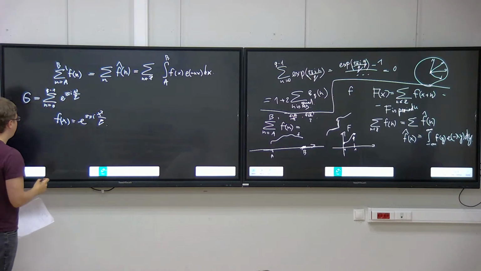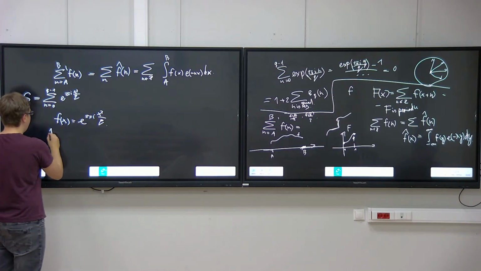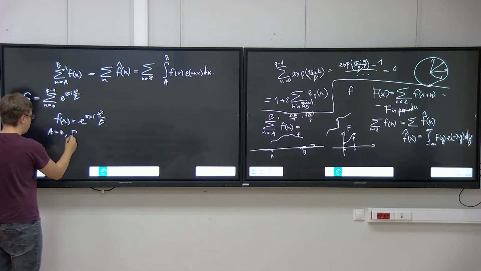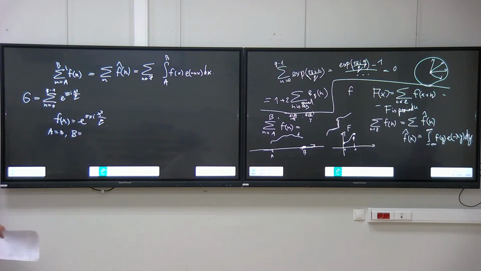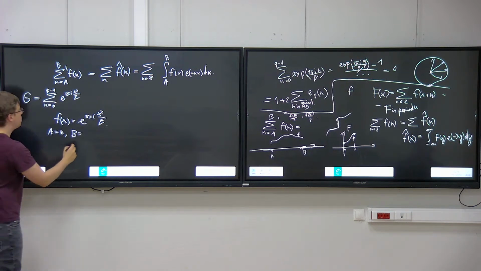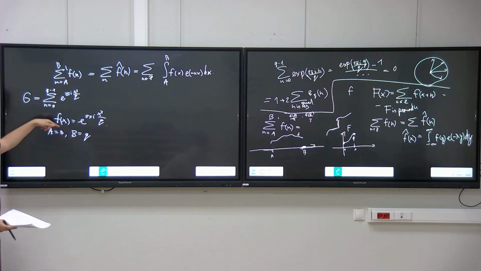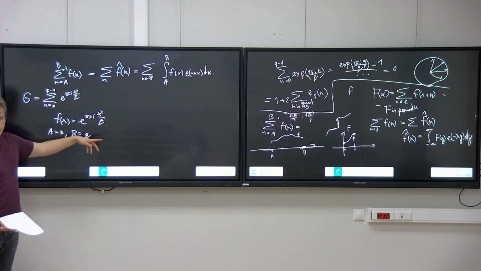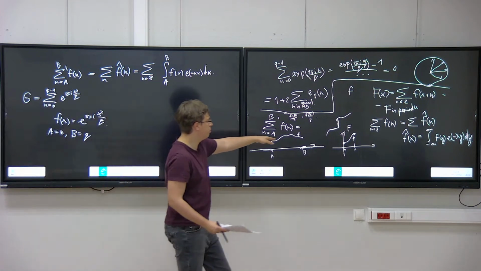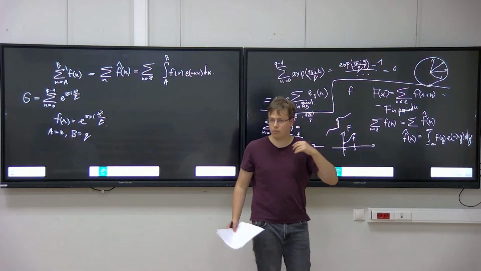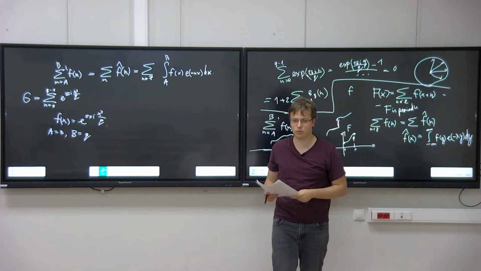And what is a and b? A is 0 and b is what? Our function is q periodic. So we can take b to be q. Okay? Because when we have 1/2 at 0 and 1/2 at q, actually, our function here will be continuous.